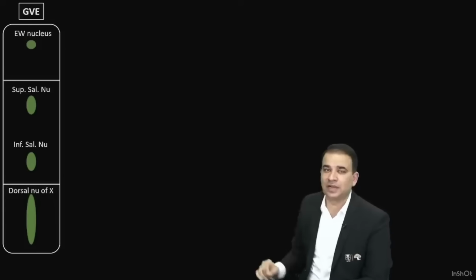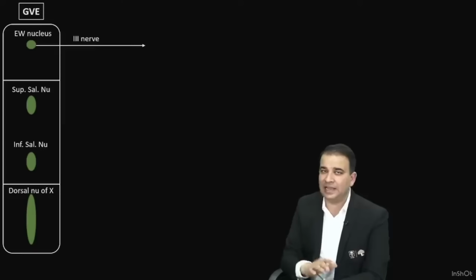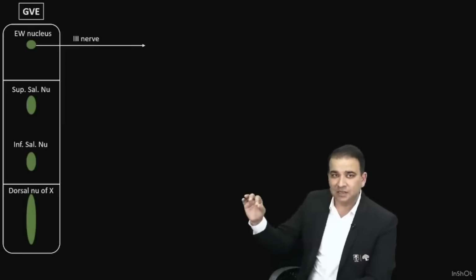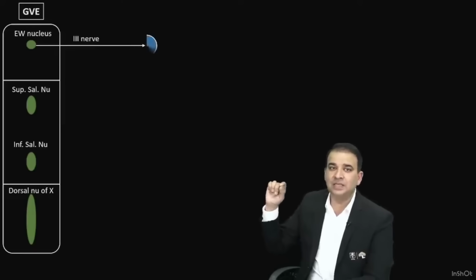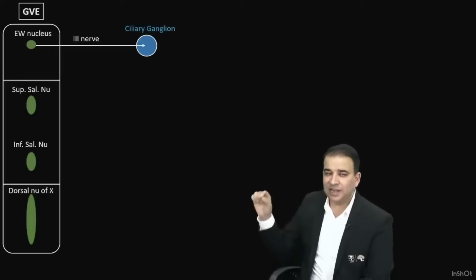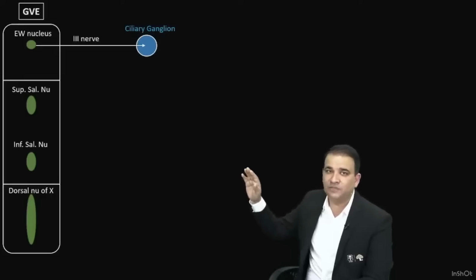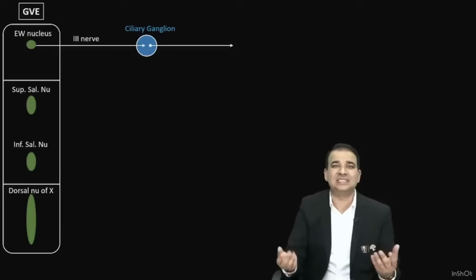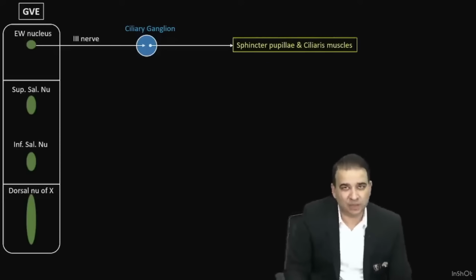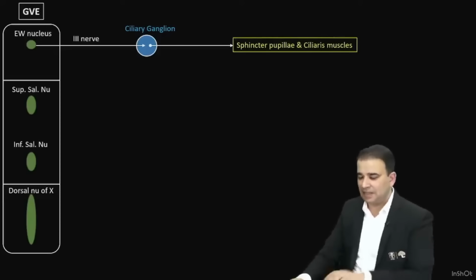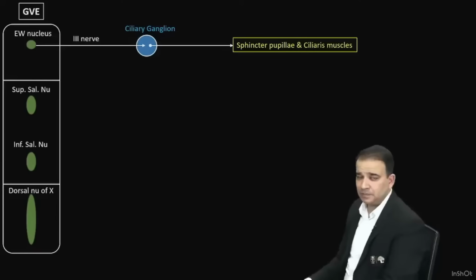Now let's take the first one, guys. The nerve for the Edinger-Westphal is what? Third nerve. Oculomotor nerve is the nerve for the Edinger-Westphal nucleus. Now this third nerve coming from Edinger-Westphal will relay into the ciliary ganglion. Once it relays into the ciliary ganglion, the post-ganglionic nerves, called short ciliary nerves, will go out to supply the sphincter pupillae and ciliaris muscle.